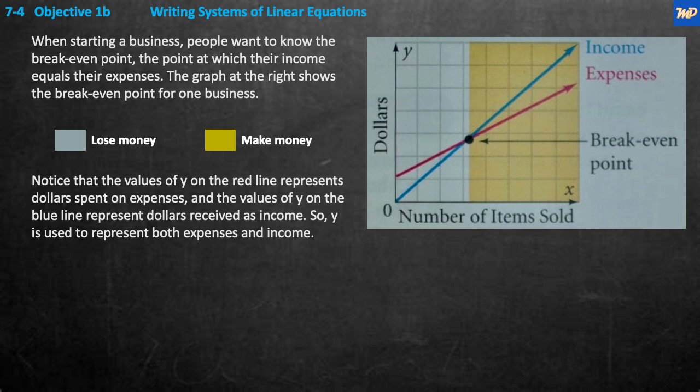That's where it's zero. If it costs me $1 to make something and I sell it for $1, I broke even. If I sold it for $2, oh, I made money. I made $1, right? Because you subtract the expenses from the income.